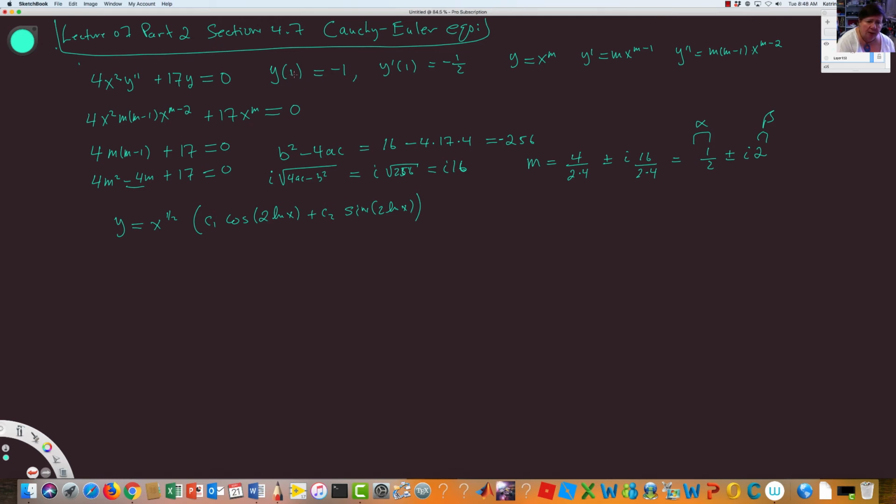Here we have y of 1 is equal to minus 1. So let's try that. We put 1 in for x. We have 1 to the 1/2, which is just 1. Then we have C1 cosine of ln of 1, which is cosine of 0, so that's 1. Plus C2 sine of 0, which is 0.